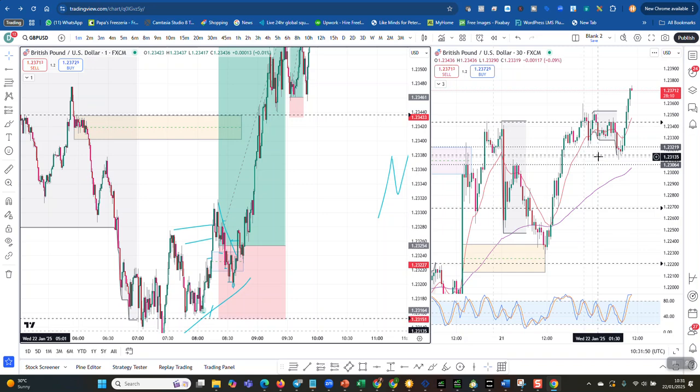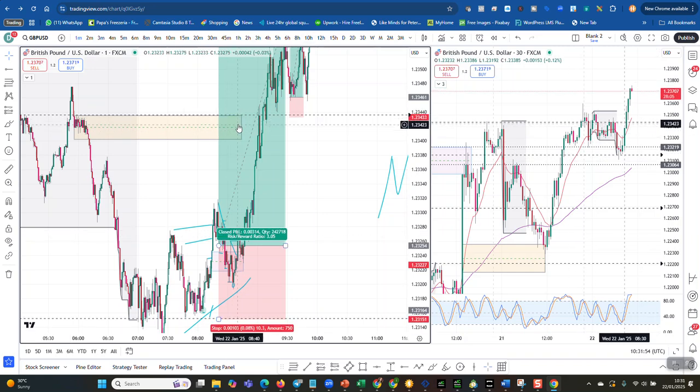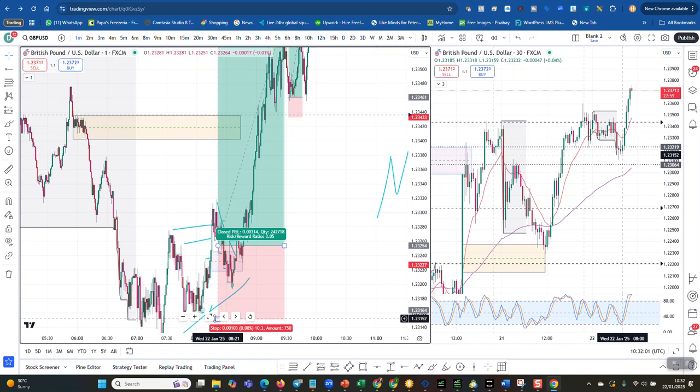Then when price came to this area here, what I did was I moved my stop loss from here to this area here, right? So I reduced my risk. I didn't bring it to break even at this point.